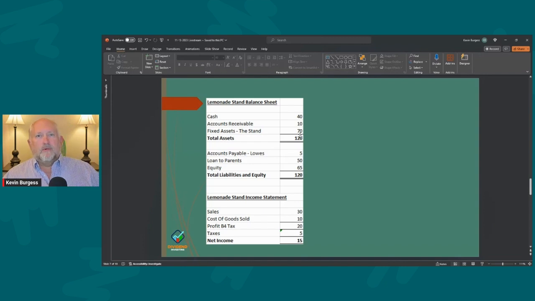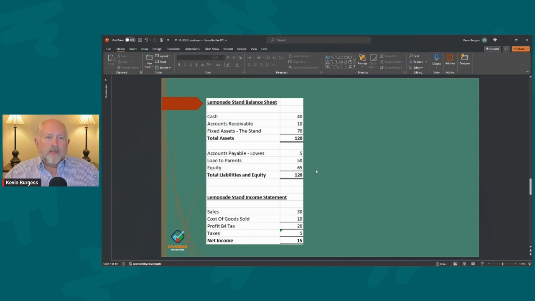So you say, wait, I put 50 in. Where does the 65 come from? As the owner, guess who gets the profit? You do. So the $50 plus the $15 in net income comes to you as the owner. So you now have $65 in equity.